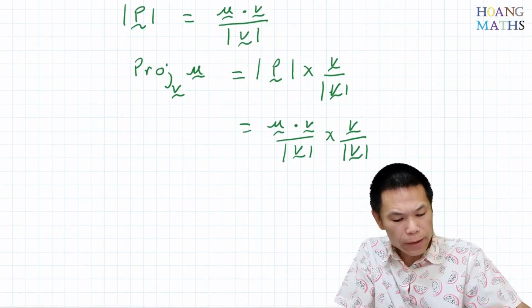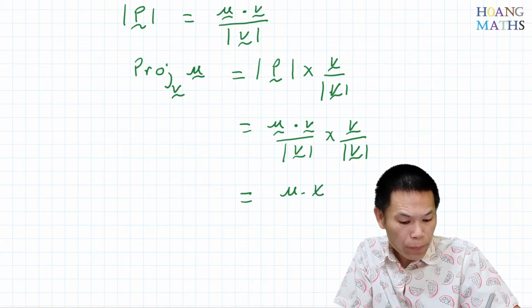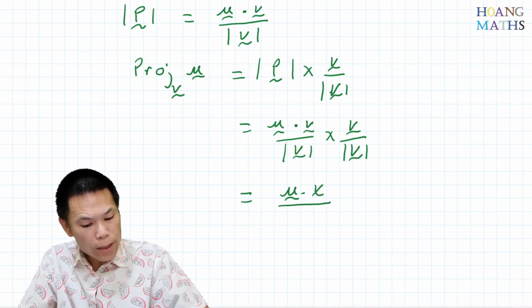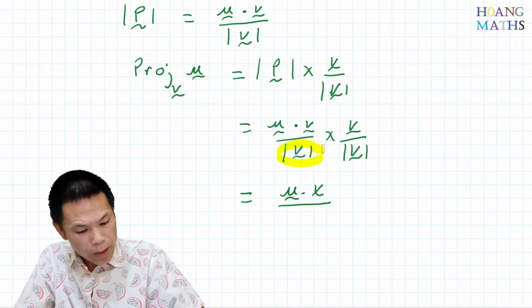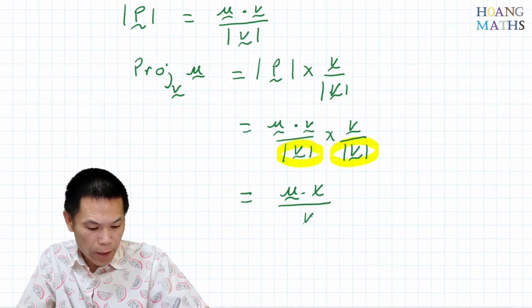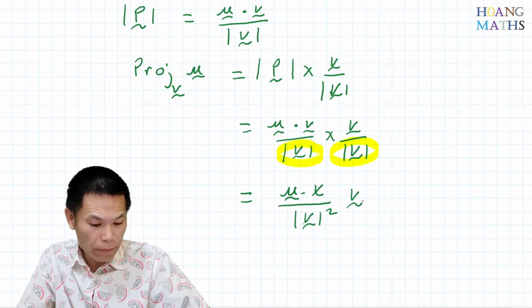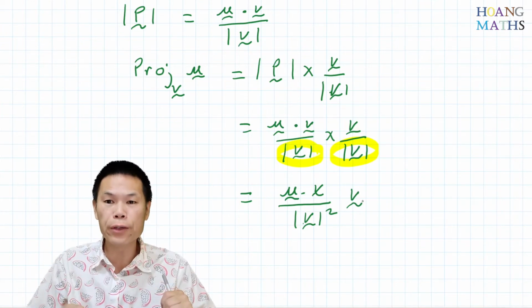Or you can write it like this as well. u dot v over magnitude of v times magnitude of v, which is equal to magnitude of v squared. Of course, we times by vector v. So that is the projection of u onto v.